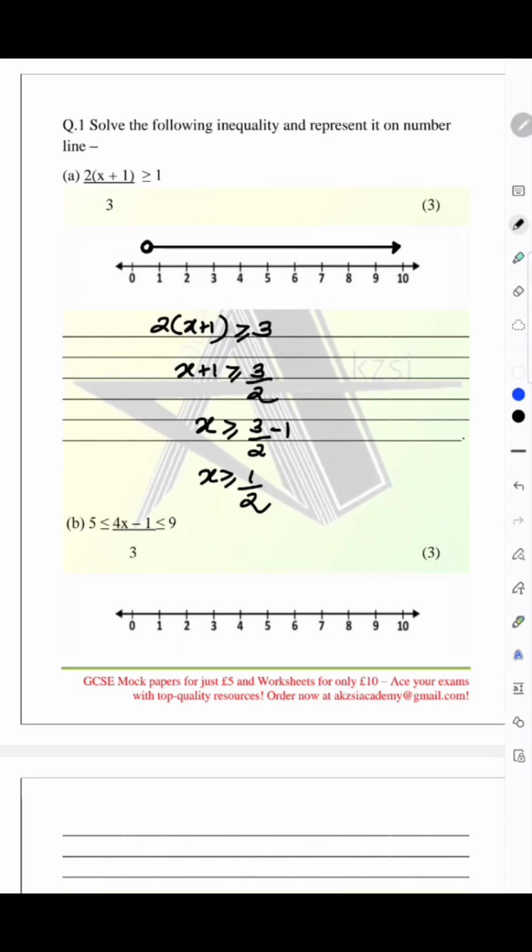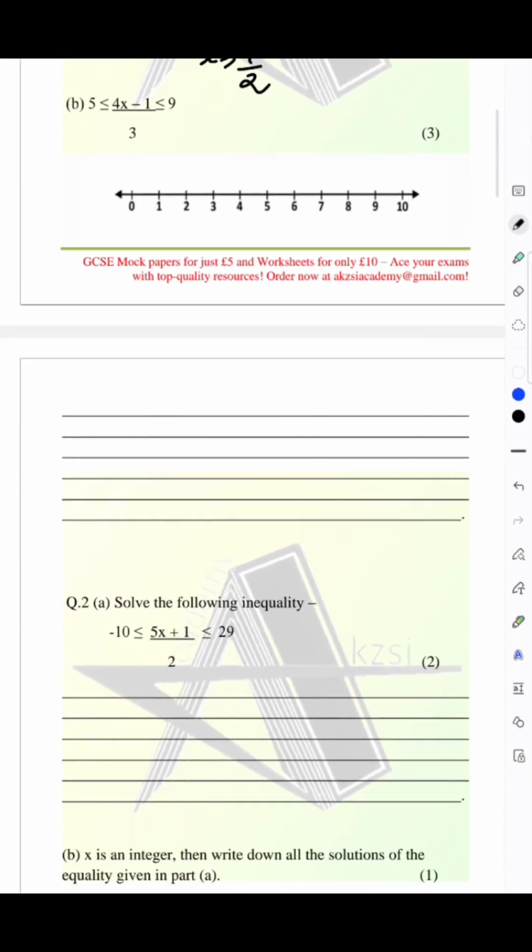Now remember, if it was only x greater than half, I have to make an unfilled circle because it represents that we are not including half. But when I am including half, which in this case is x greater than or equal to half, we have to make it a filled circle like this. And that's how we'll represent it on a number line. Moving on to the next question.